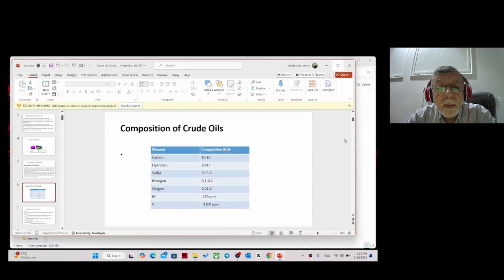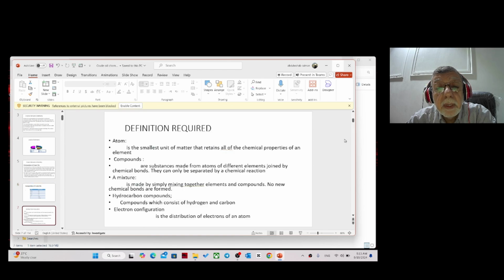The composition of crude oil based on elements: carbon is about 83 to 87 weight percent, hydrogen 10 to 14 weight percent, sulfur 0.05 to 6 percent, nitrogen 0.1 to 0.2 weight percent, oxygen 0.05 to 2 weight percent, nickel, which is one of the metals, is 120 ppm, and vanadium is 1200 ppm. Now here there are some definitions before I start the topic.